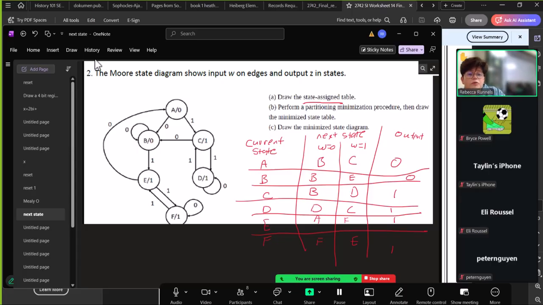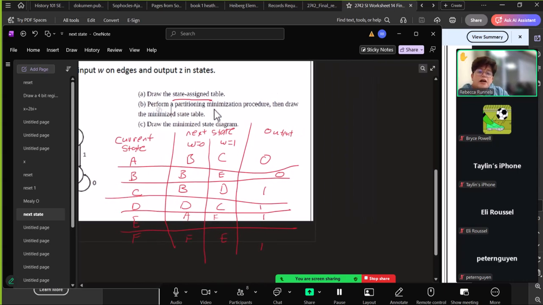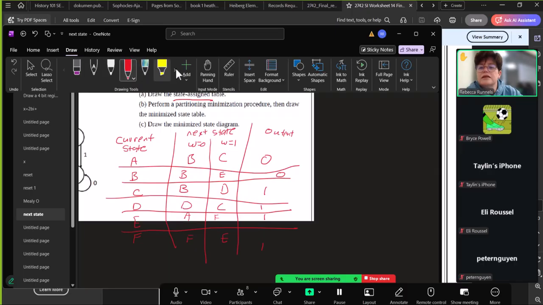Okay, now there is more than one possibility for the state assigned. It just depends on how you assign your A, B, C, and D. So I'm going to assign, let's see, so how many states do I have? I think it was 6. How many binary numbers do I need?